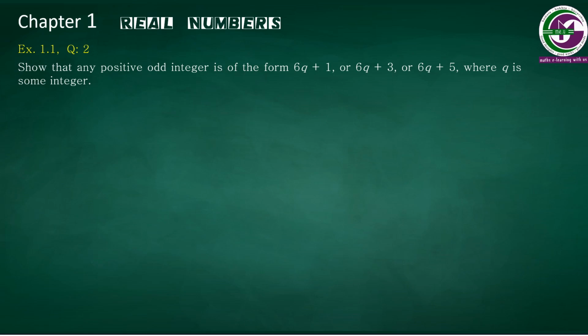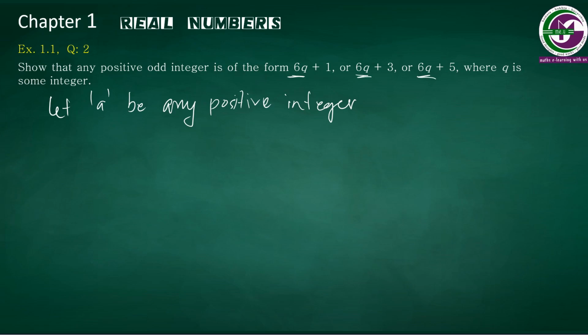So let a be any positive integer. And we need b, right? So we look at the question now. It is 6q plus 1, 6q plus 3, 6q plus 5. With the q, 6 is coming. So we'll select b, let b is equal to 6.